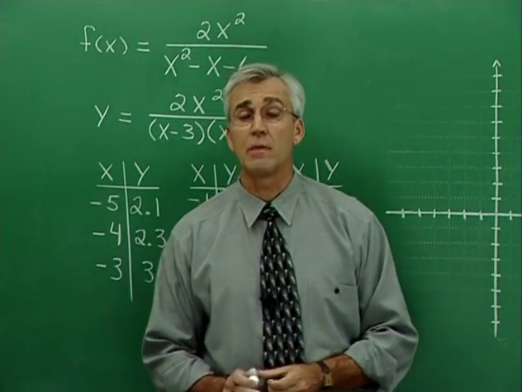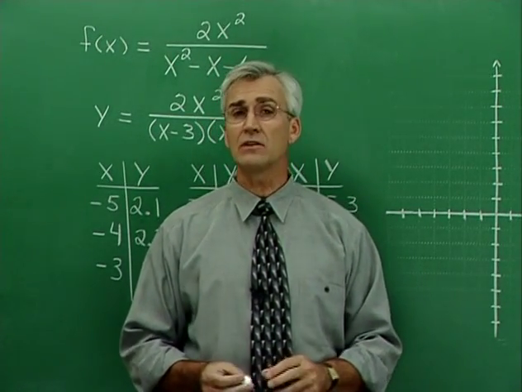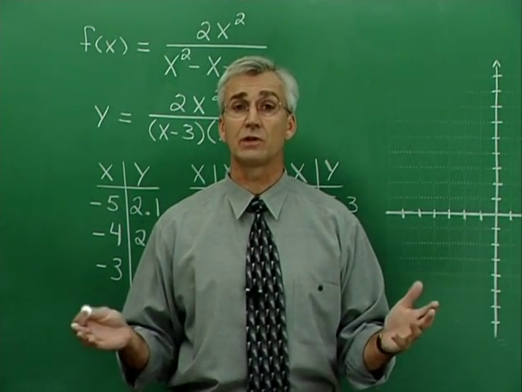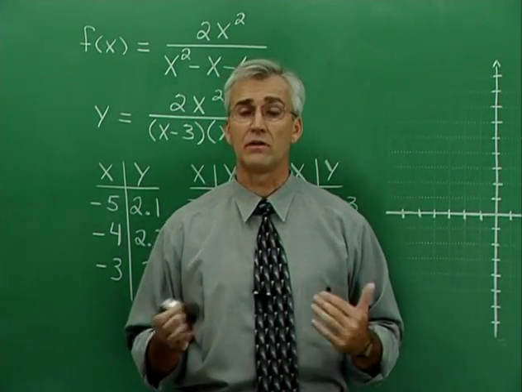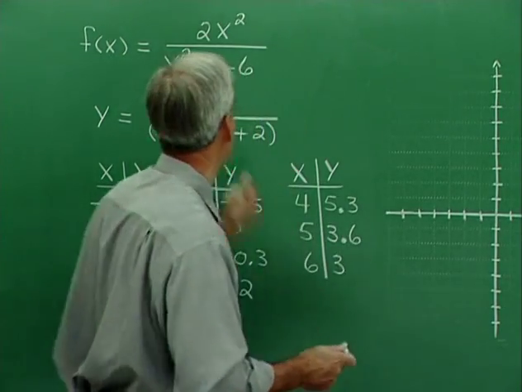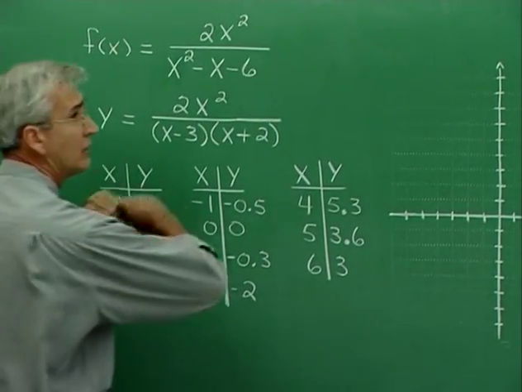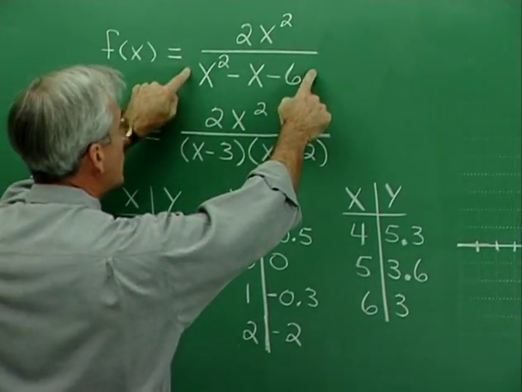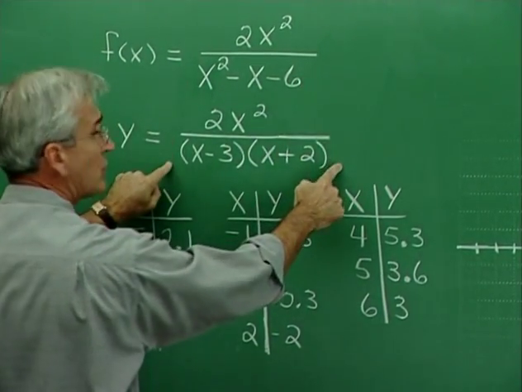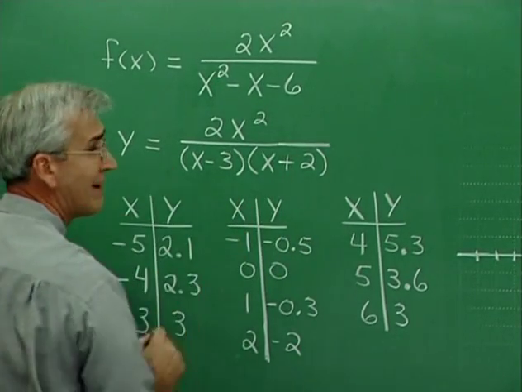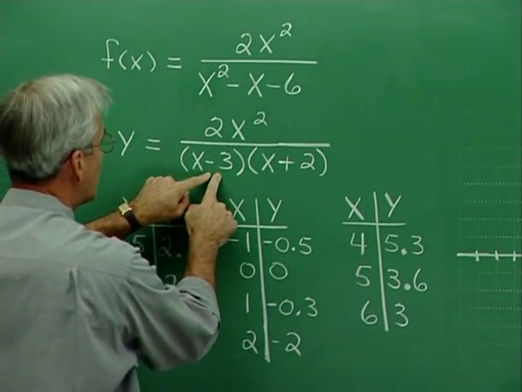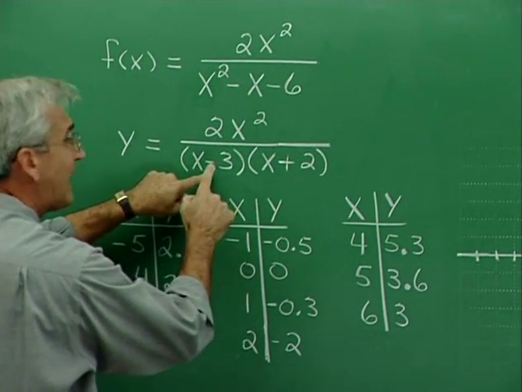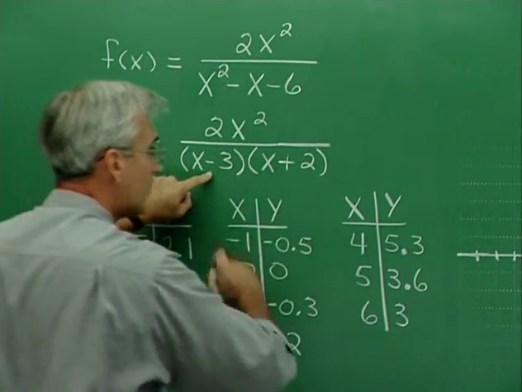Even though the functions may get a little more complicated, the concept for graphing is exactly the same. Identify positions of asymptotes and plot a few points around those asymptotes. Here, for example, we look at our function, and to identify vertical asymptotes we need the zeros of the denominator, so we'll factor the denominator first and then identify the zeros of the factors. This factor becomes 0 when x is 3, and this one when x is -2. So we have vertical asymptotes at 3 and -2.